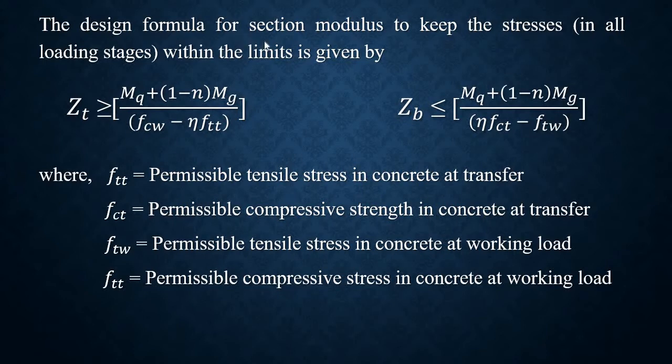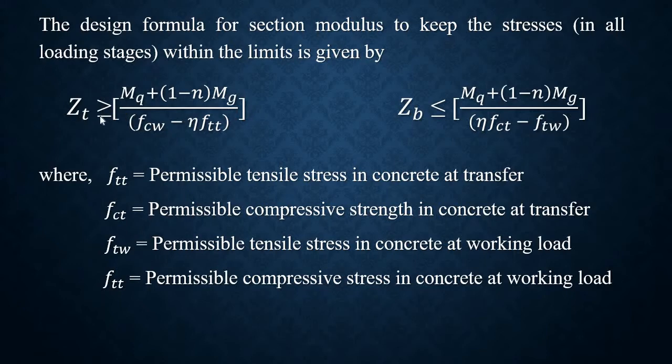The next is the design formula for section modulus to keep the stresses in all loading stages within the limits. It is given by the formula for ZT as well as ZB. ZT is the section modulus at top, and ZB is the section modulus at bottom. This is for the transfer stage, and this is for the working load condition.